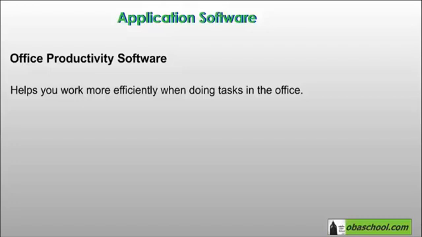In this video, we will talk about the application software. The first one is Office Productivity Software. It helps you work more efficiently when doing tasks in the office. Now, let's look at the different types of Office Productivity Software.